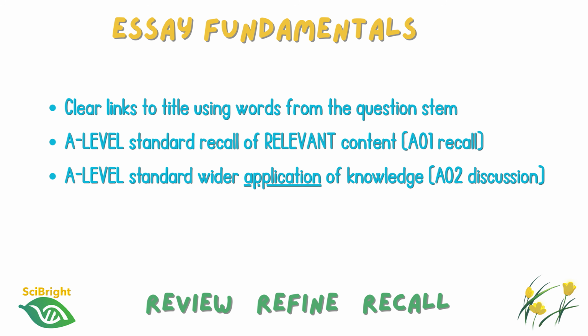So each of your 4 topics must show the following. First of all, clear links to the title. I need you to imagine someone takes the title off your essay and reads it. Have you used enough words from the question stem when discussing that they could guess your essay title? You must also show relevant recall of detailed A-level content linked to the title for each topic chosen. They call this Assessment Objective 1, or AO1 for short. We will call this AO1 recall.